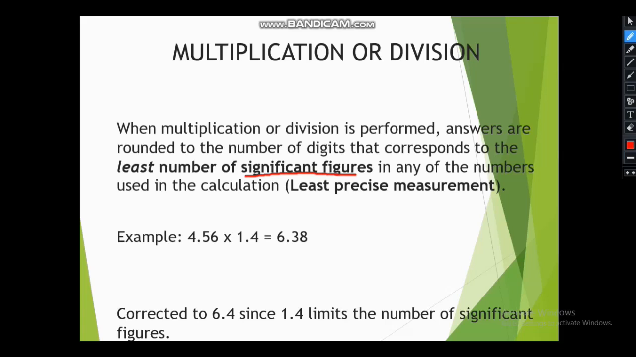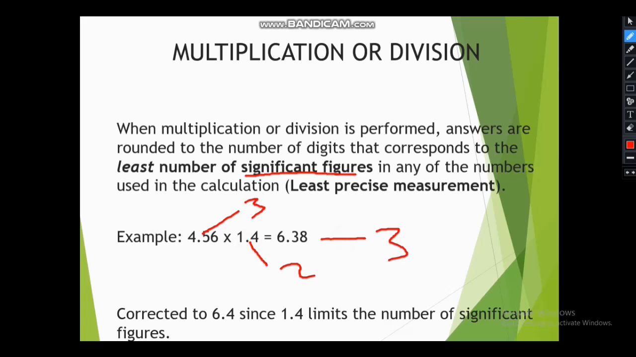So let's look at the example we have. We have 4.56 multiplied by 1.6. Now when you look at this, 4.56 has 3 significant figures, then 1.6 has 2 significant figures. So if you multiply this, you are getting your answer as 6.38. 6.38 has 3 significant figures.